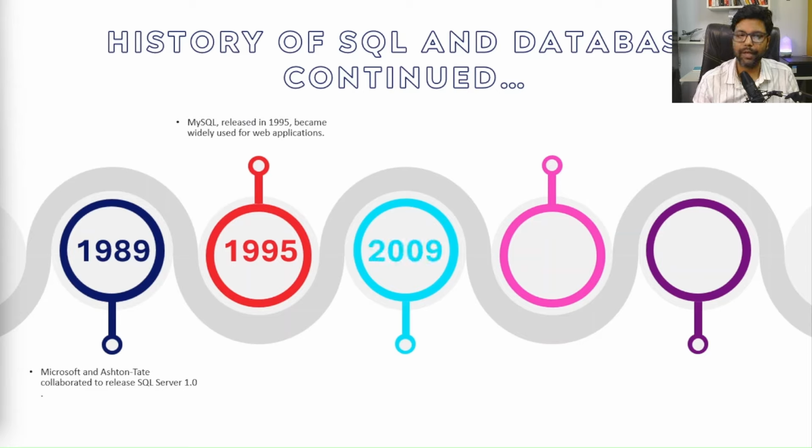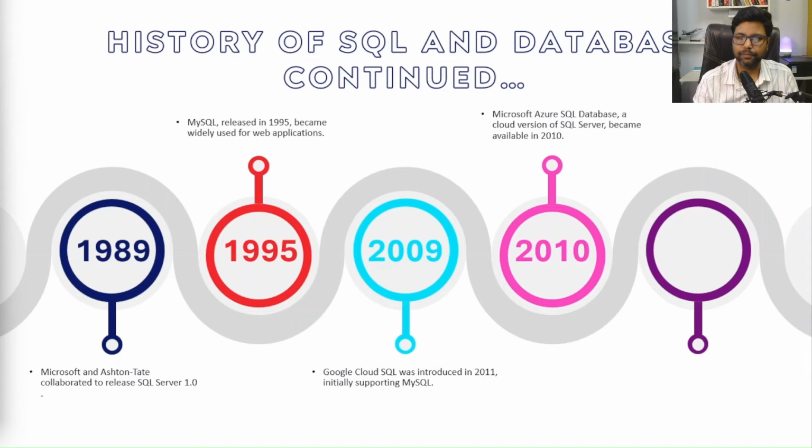And in 2009, Amazon, which is AWS, Amazon Web Services, launched Amazon RDS, which supports various SQL databases including MySQL, PostgreSQL, and Oracle. And right after, in 2010, Microsoft Azure SQL Database, a cloud version of SQL Server, became available. And in 2011, Google Cloud SQL was introduced. It initially supported MySQL.